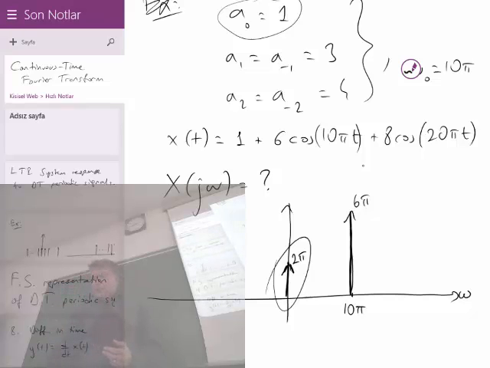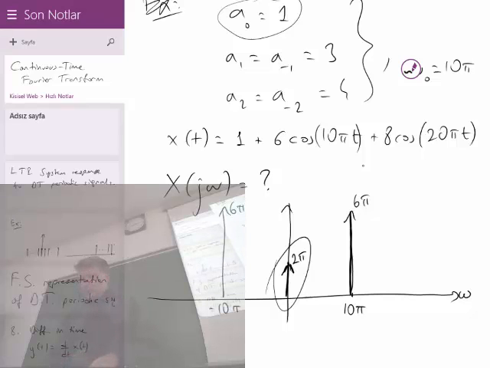Here, the magnitude is 2 pi times 3, which is 6 pi. And where is it? It is at the corresponding frequency, and the corresponding frequency for A1 is 10 pi. And by the way, the frequency for A minus 1 is minus 10 pi, so we have to draw another impulse of 6 pi at minus 10 pi as well. Another impulse here.